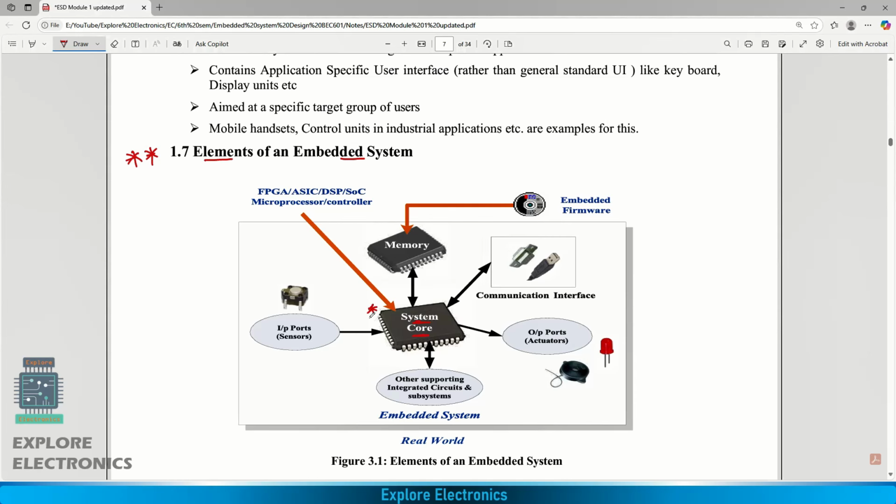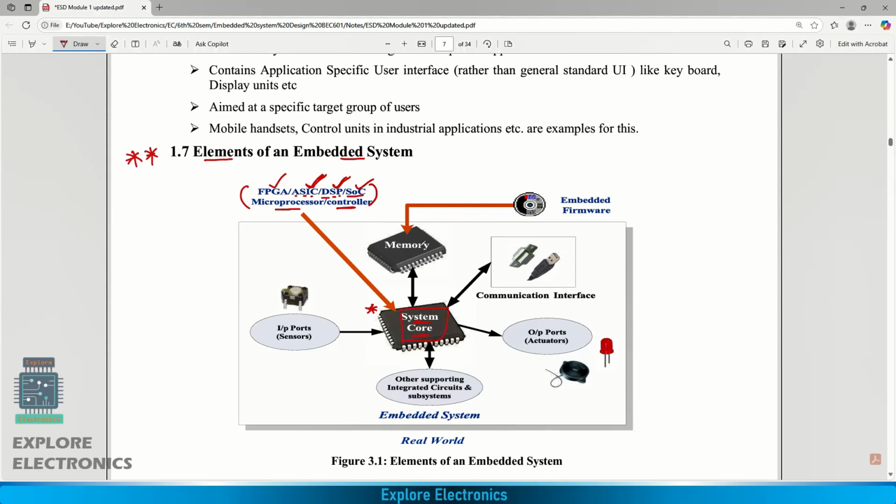This system core can be a processor, generally a microprocessor or microcontroller. So you can see here, microprocessor or microcontroller. This can be FPGA, this can be ASIC, this can be DSP, or this can be SoC. FPGA is the field programmable gate array type, which can be programmable. ASIC is one-time programmed, an application specific integrated circuit. DSP is digital signal processor. SoC is system on chip. And you know microprocessor and microcontroller. Any of these can become a system core.